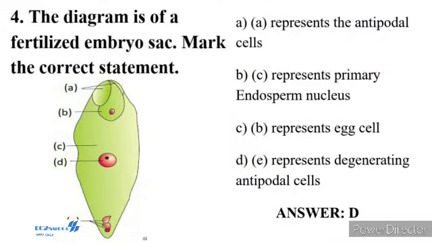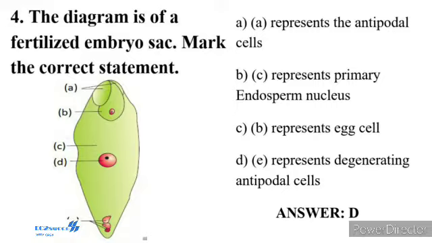Question number 4. The diagram is of a fertilized embryo sac. Mark the correct statement. Shown in the diagram, 8 nucleate stage of embryo sac and a mature embryo sac. In a majority of the flowering plants, one of the megaspores is functional while the other 3 degenerate. Only the functional megaspore develops into female gametophyte that is called embryo sac. This method of embryo sac formation from a single megaspore is termed monosporic development.